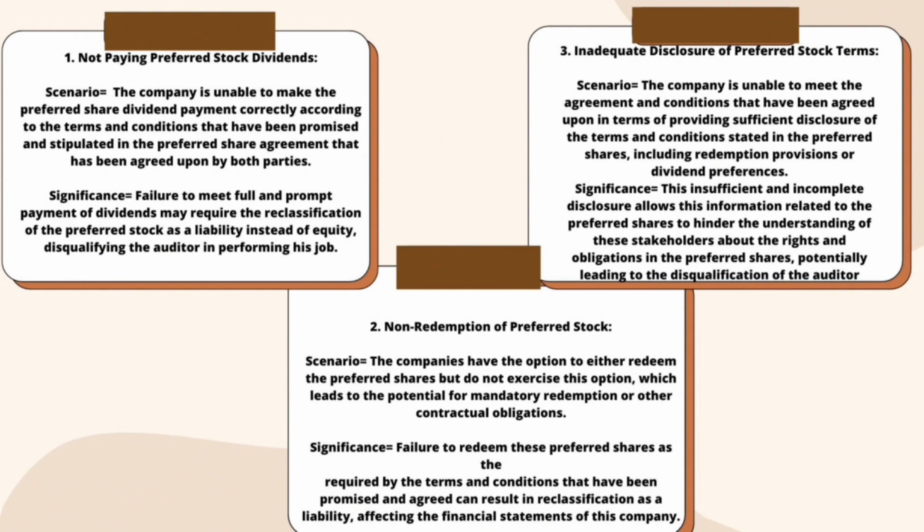The last one and the third scenario that I want to tell you is the company is unable to meet the agreement and conditions that have been agreed upon in terms of providing a sufficient disclosure of the terms and conditions stated in the preferred share, including redemption provisions or dividend preference. The last significance is that insufficient and incomplete disclosure of information related to the preferred share hinders the understanding of each stakeholder about the rights and obligations in the preferred share. Potentially, it can lead to the disqualification of the auditor's job.